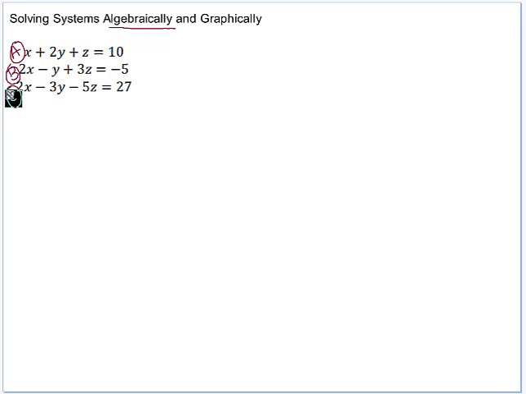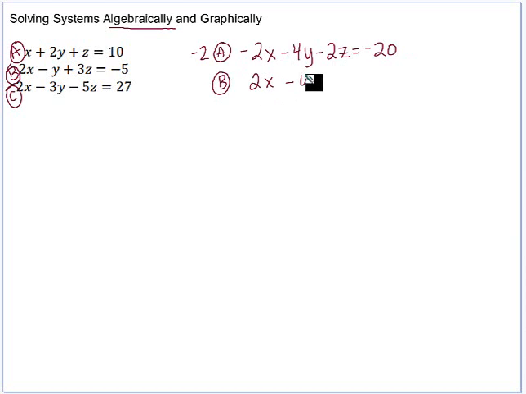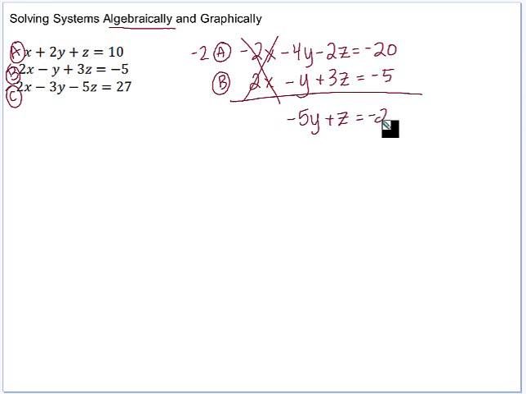And we want to try to eliminate our x's from them first. So here I could take -2 times my A equation, which would give me -2x minus 4y minus 2z is equal to -20. And then I could just add on to it my B equation, which is 2x minus y plus 3z is equal to -5. Doing so, my x's now cancel, and we're left with -5y plus z is equal to -25. This then creates a new equation which we will call D.